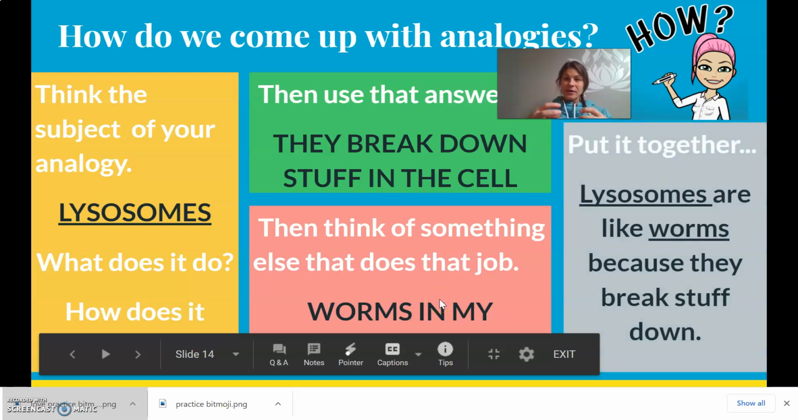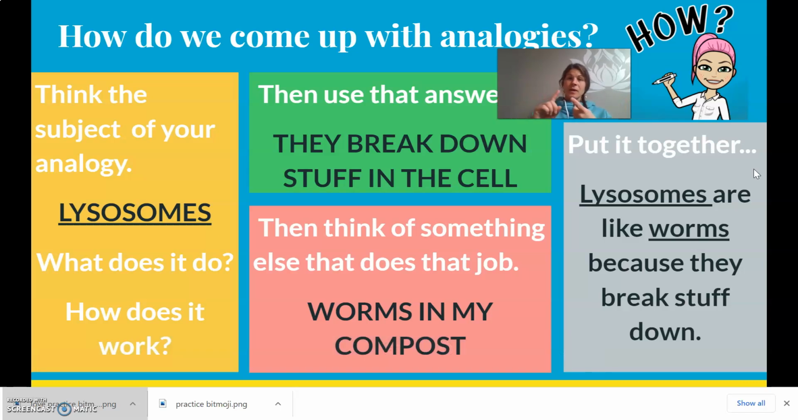So then I put it together into an analogy. I take the lysosomes are like worms because they break stuff down. And I'm using that sentence stem: blank are like blank because blank. So that's what you're going to do for every one of these analogies. Think of what it does, find something else that does it, and make a sentence.